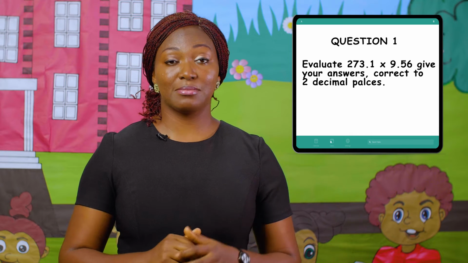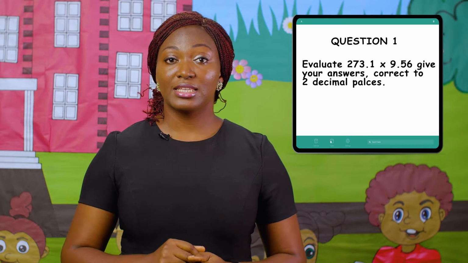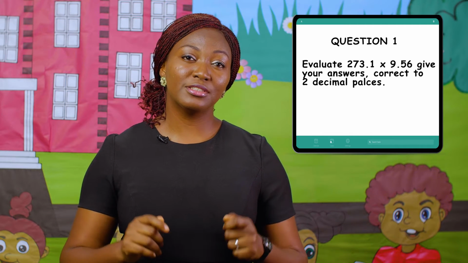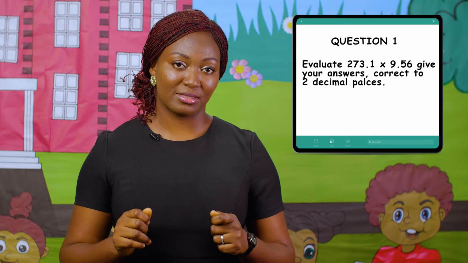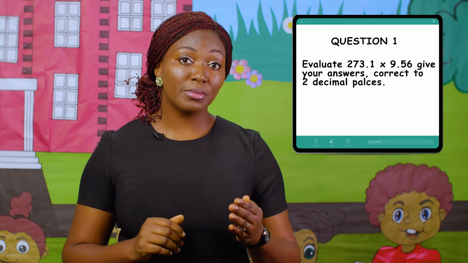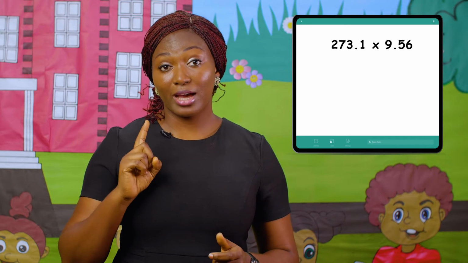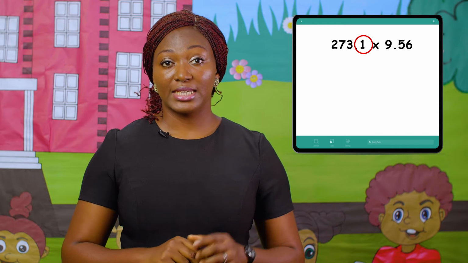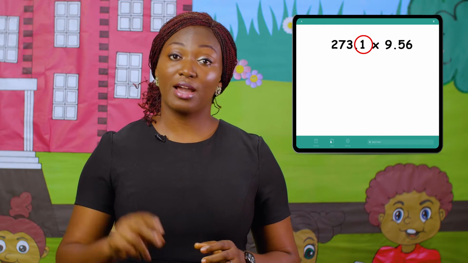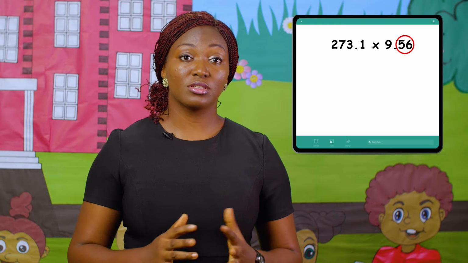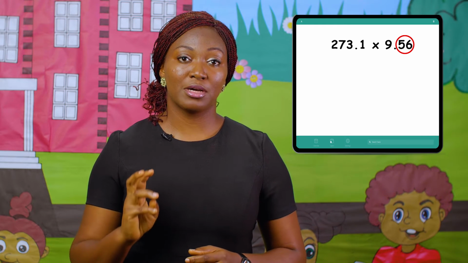To multiply decimals, it is important that you take note of the given decimal places. And so we count the number of decimal places that we have in our question. In 273.1, we have 1 decimal place. In 9.56, we have 2 decimal places, giving us a total of 3 decimal places. For easy multiplication, we keep these decimal points and multiply the numbers as they are.